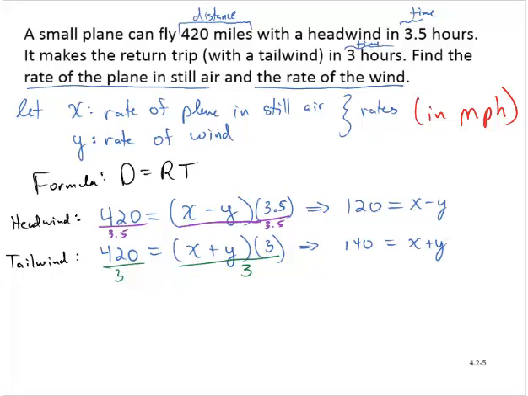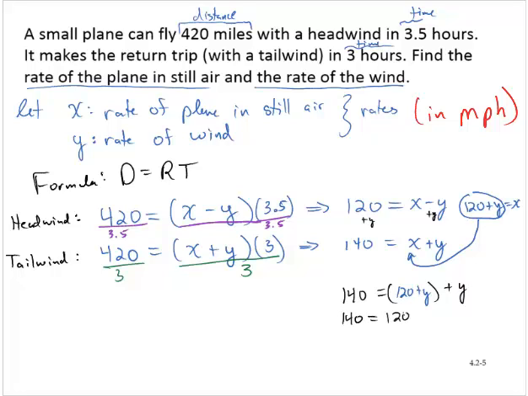And now I can easily isolate one of the variables in one of the equations and make a substitution. So I'm going to add y to both sides of the first equation, and that will give me equivalently 120 plus y is equal to x. And so I'll make a substitution for x in the second equation, and that would give me equivalently 140 is equal to 120 plus y plus y. So then 140 is equal to 120 plus 2y. I'll subtract the 120 from both sides.